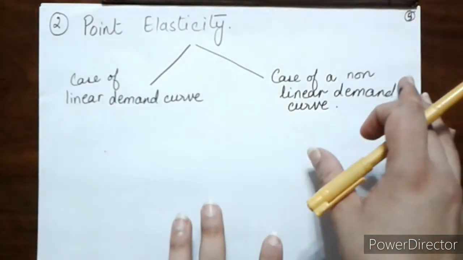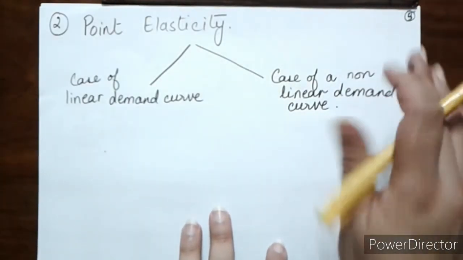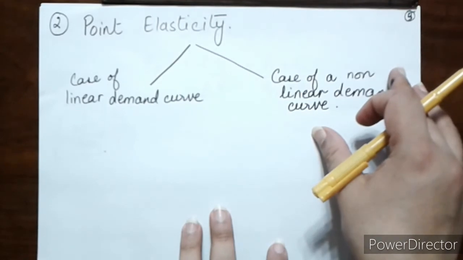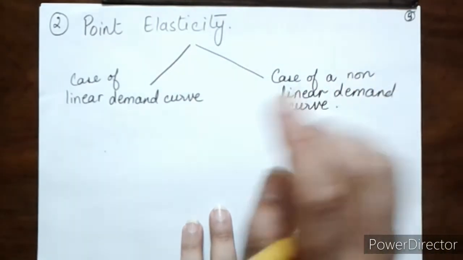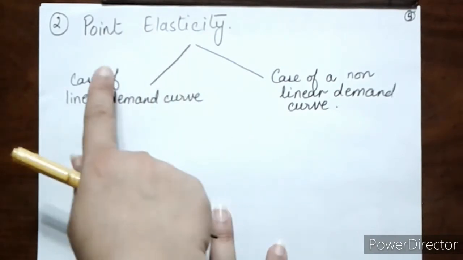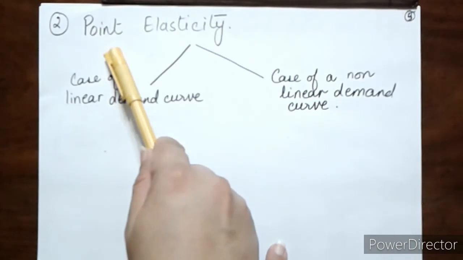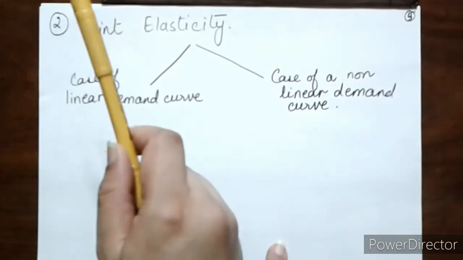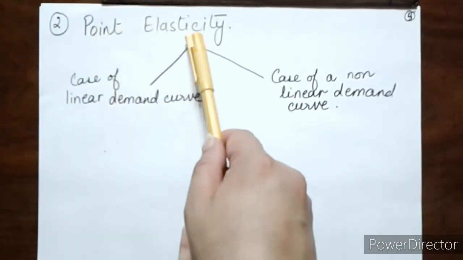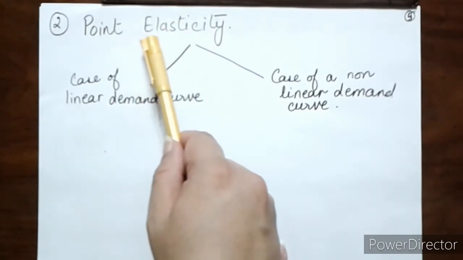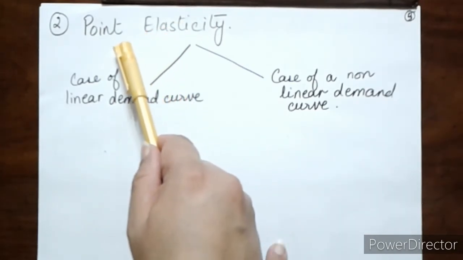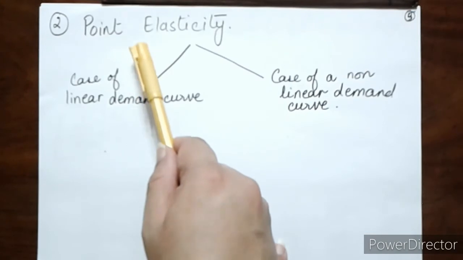Okay, now let's move on to our second method of measurement of price elasticity of demand, which is called point elasticity. Now as the name shows, when we want to measure a price elasticity of demand at a certain point, it's called point elasticity. But over here we have to remember that price change has to be really small in order to use this method.